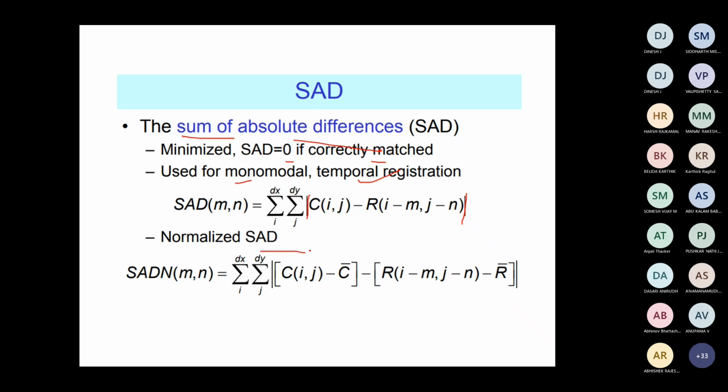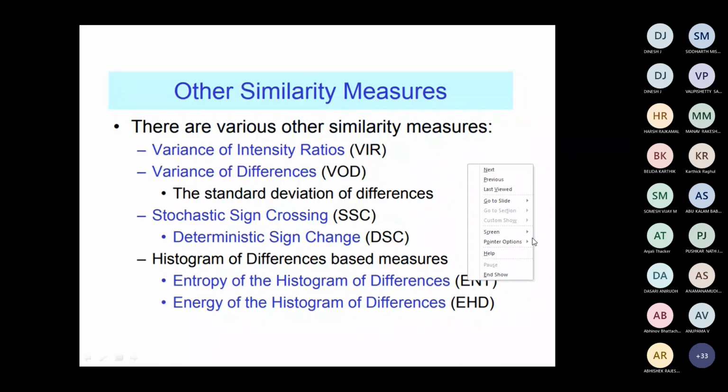We can have normalized sum of absolute difference also. There we first subtract the average value from C and the average value from R. Then you calculate the absolute difference and sum it up. That is the normalized ratio. We have other similarity measures also: variance of intensity ratios, variance of differences, standard deviation of differences, stochastic sign crossing, deterministic sign change, and histogram based difference measures, that is, entropy of histogram of differences and energy of histogram differences.